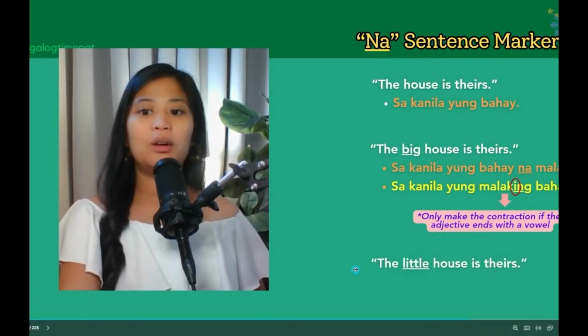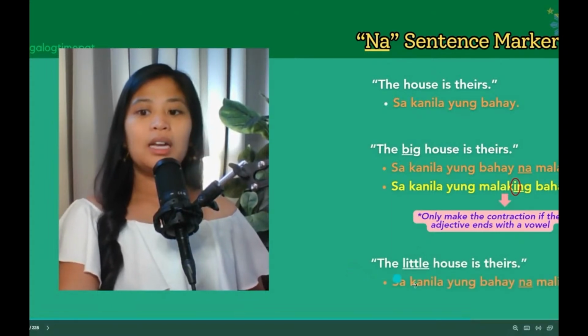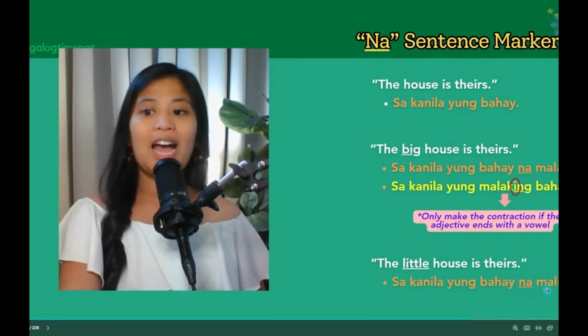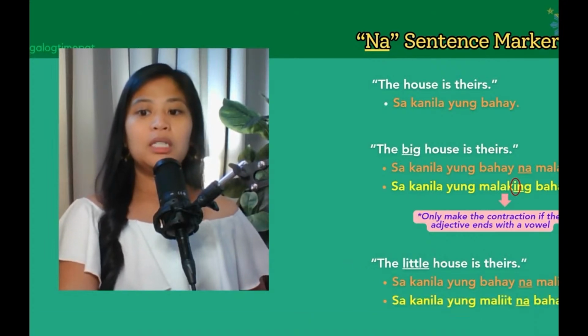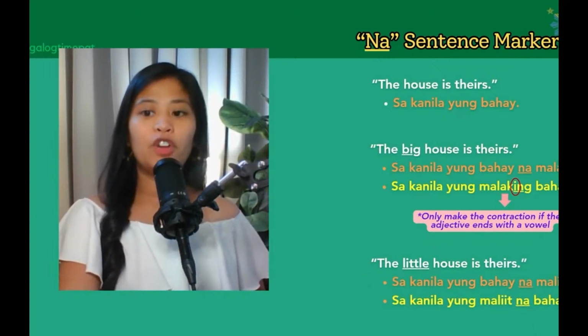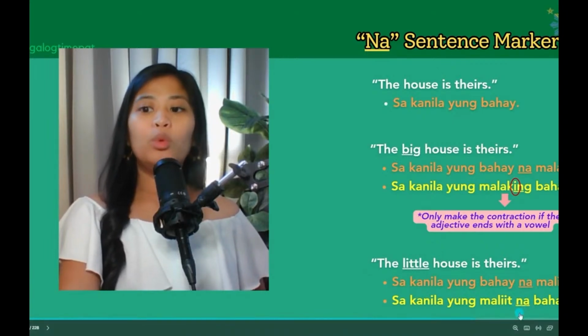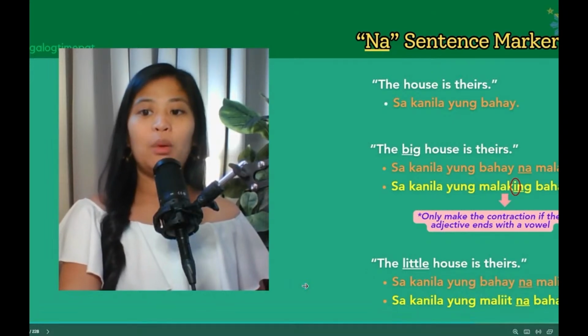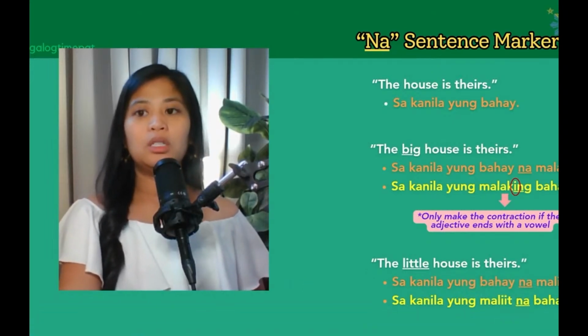Now let's take a look at another example. The little house is theirs. Sa kanila yung bahay na maliit. So there's that sentence marker na, and then the adjective maliit means little. You could also hear sa kanila yung maliit na bahay. So we just switched it. We put the adjective first. And now we don't make the contraction. We don't put it together because it doesn't end with a vowel. You would still use this sentence marker na.